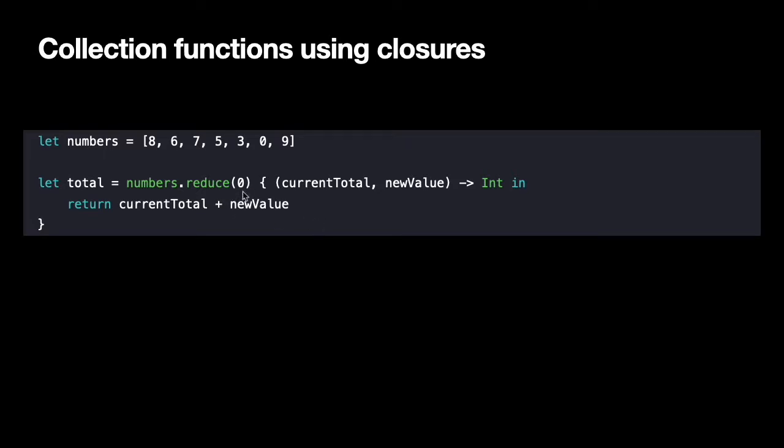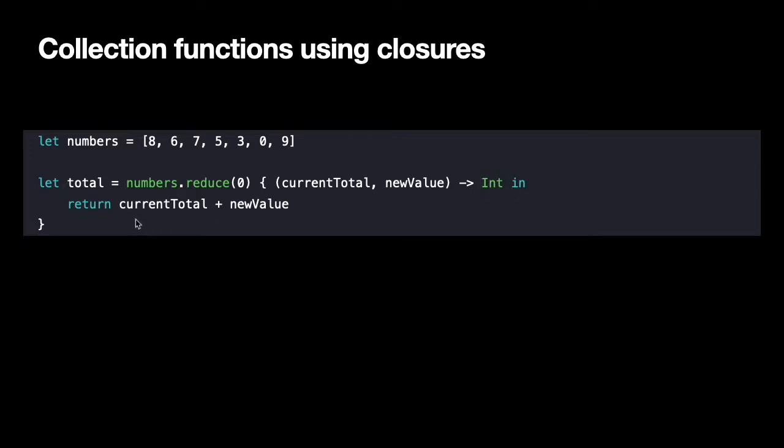We give it an initial value, and then for each iteration of the array, we have the current total, and then we have the new value which comes from our array. And it returns the same type that was our array. In this case, our array was integer, so our initial value has to be of type integer, and our return value for each iteration for the closure is integer.